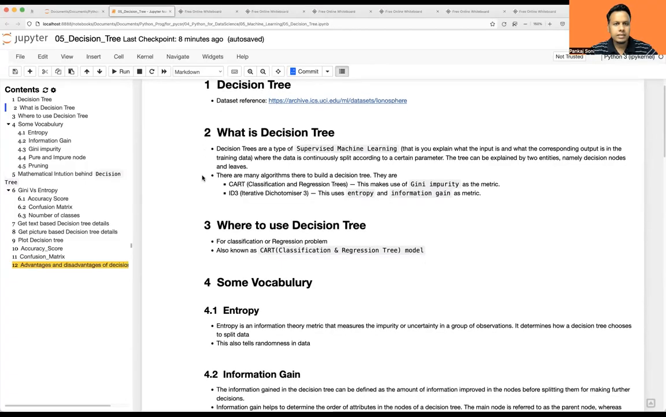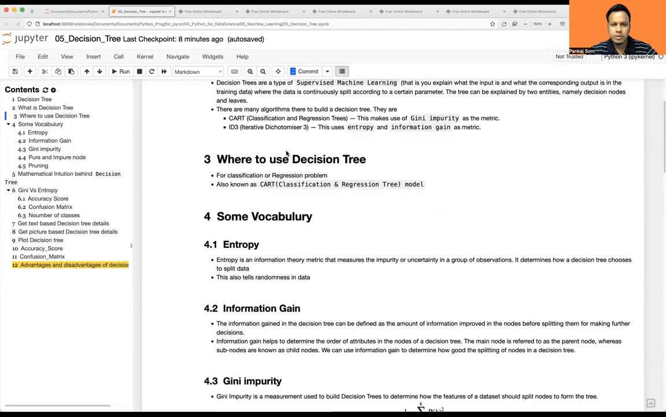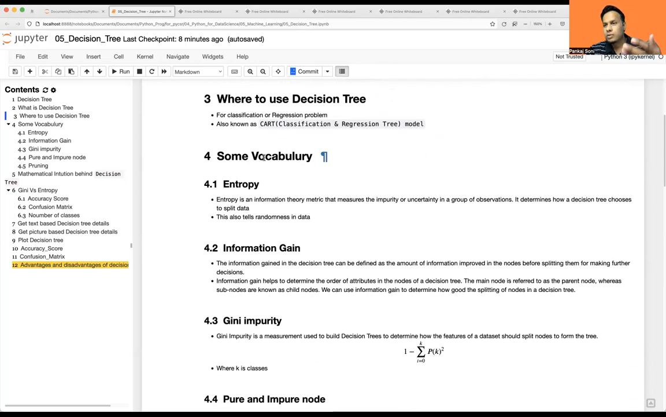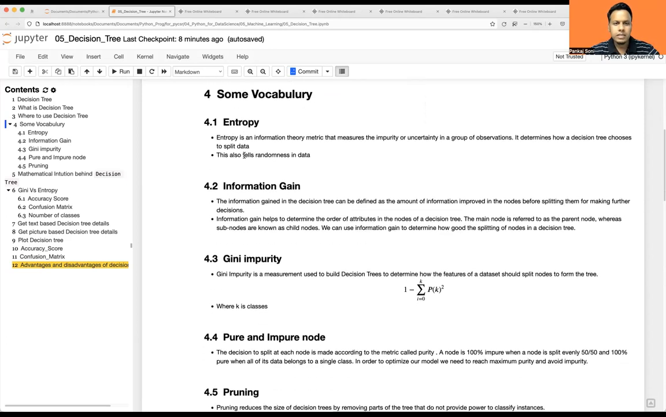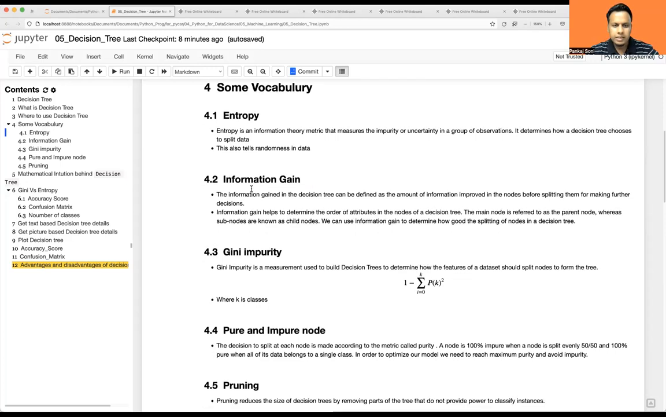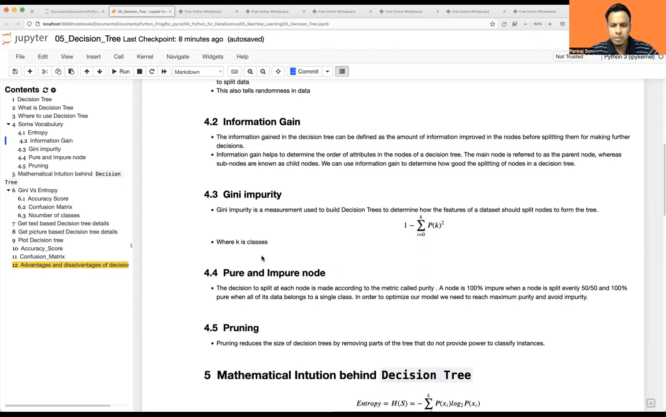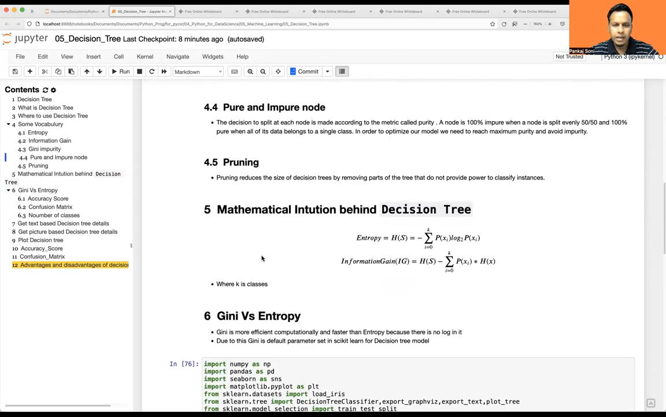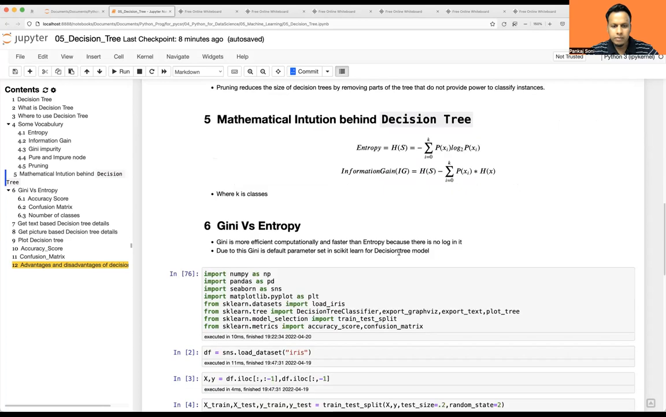Okay, so here is the agenda. We'll see what is decision tree, where to use decision tree, and what are the various vocabulary involved in decision tree, because those kinds of things will be helpful when you are going for interviews. Okay, so we'll see what is entropy, what is the mathematical formula behind this, and how we calculate it. What is information gain, what is Gini impurity, what is pure and impure node, what is pruning, and some mathematical formulas. Then we'll take one example and create a decision tree model.